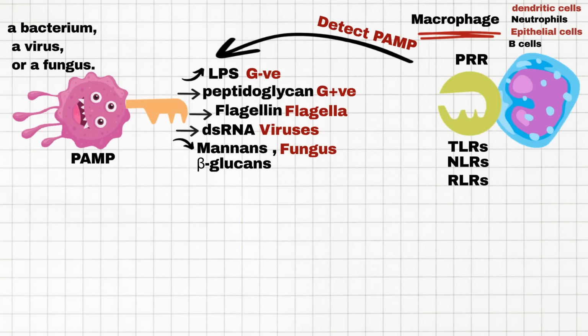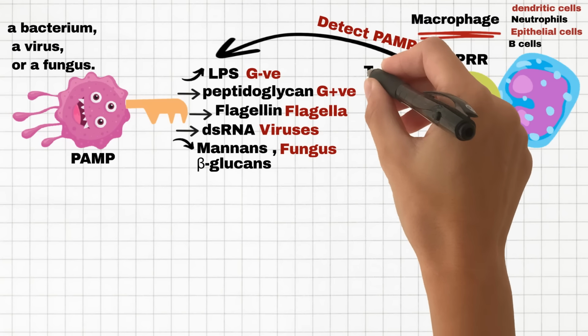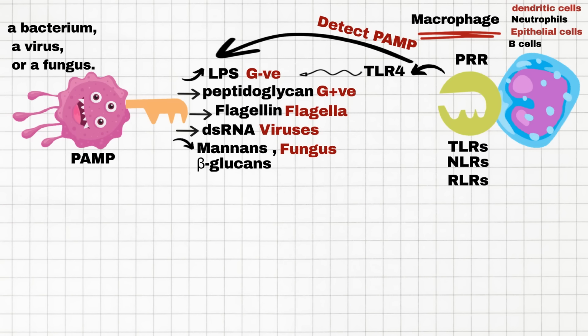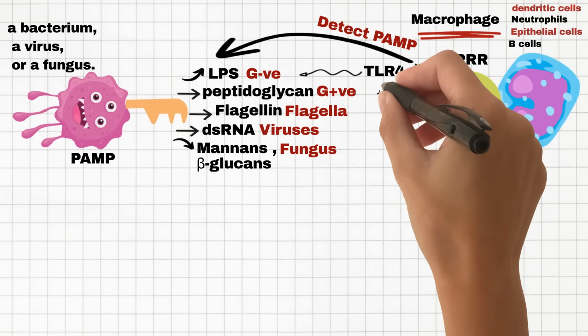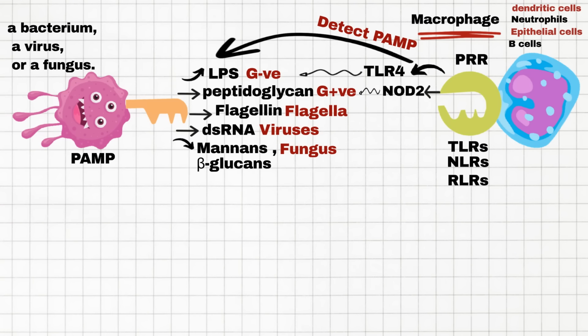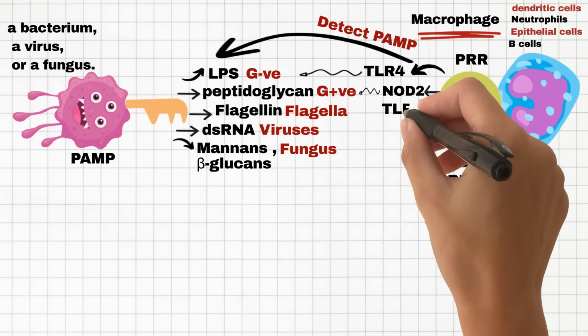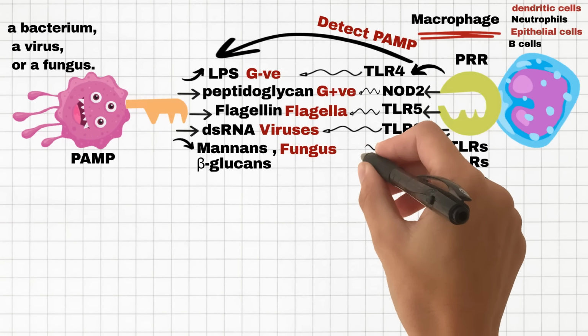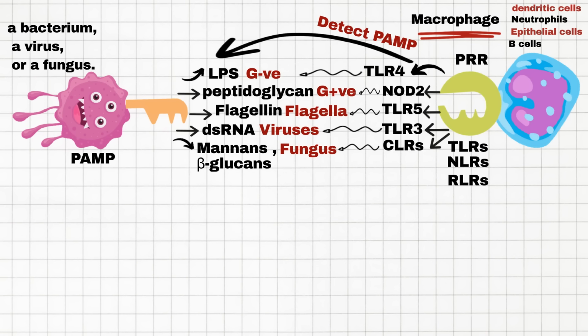The role of pattern recognition receptors is to recognize the pathogen-associated molecular patterns. For example, TLR4 on immune cells recognizes lipopolysaccharide from the outer membrane of gram-negative bacteria. NOD2 recognizes muramyl dipeptide, a component of bacterial peptidoglycan. TLR5 recognizes bacterial flagellin. TLR3 recognizes double-stranded RNA from viruses. C-type lectin receptors like dectin-1 recognize beta-glucan, and dectin-2 recognizes mannan in fungal cell walls.